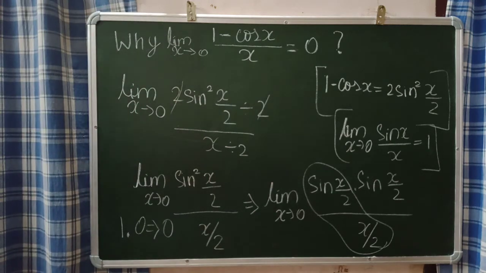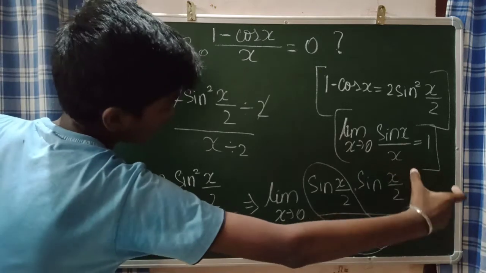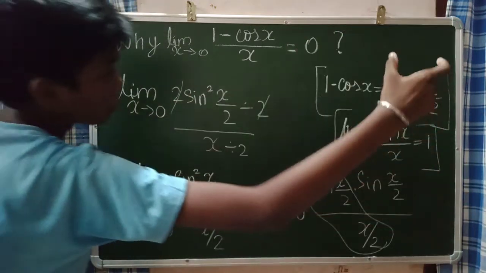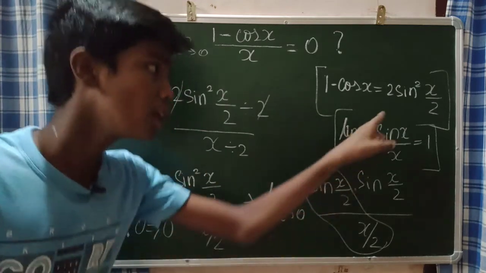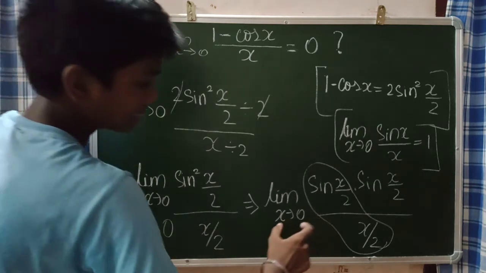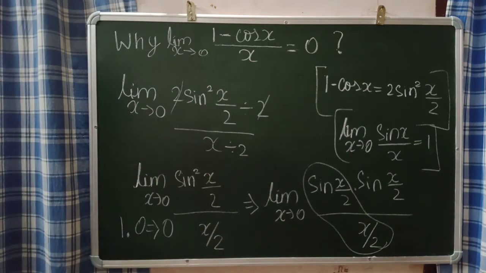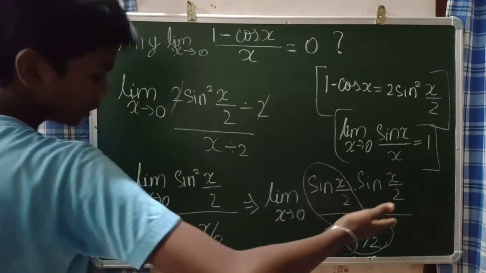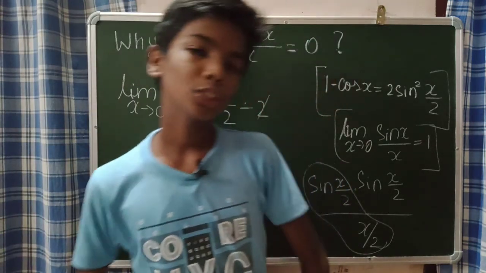So what I did is, sin x by 2 by x by 2 will be 1 as x tends to 0, using the standard limit, and you need to know this famous identity. If you did not note it, you will regret it. After that, as x tends to 0, sin x by 2 will be 0 using basic trigonometric ratios. So 1 into 0 is equal to 0, and that's why the limit of x tends to 0 of (1 minus cos x) by x is equal to 0. That's all, guys. Thank you.